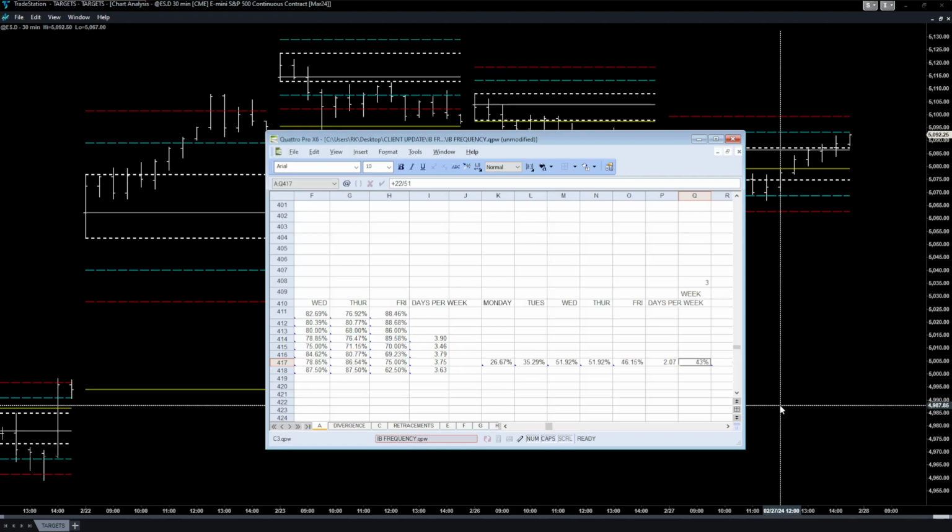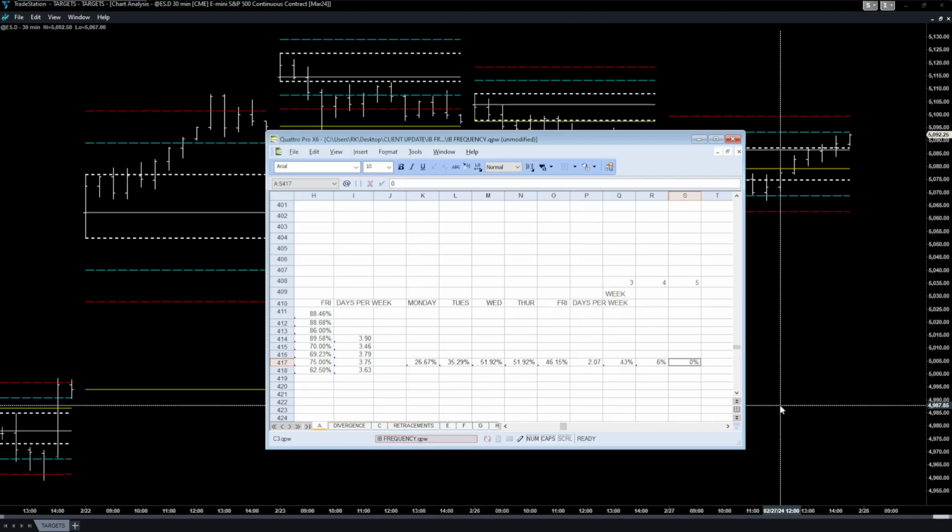There was a 43% chance in any given week that 3 days out of the week would reach the second standard deviation mark. But only a 6% chance that 4 days. And there were no instances where all 5 days hit the second standard deviation mark.